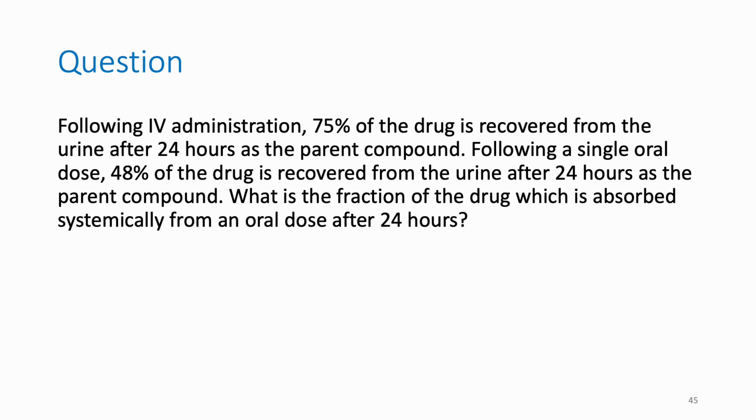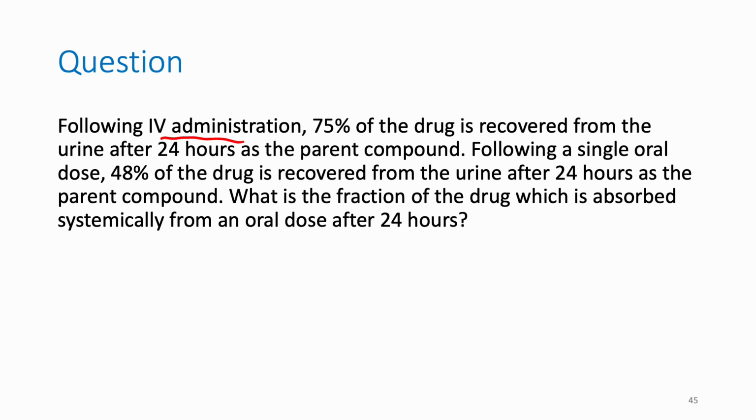Question. Following IV administration, 75% of the drug is recovered from the urine after 24 hours as the parent compound. Following a simple oral dose, 48% of the drug is recovered from the urine after 24 hours as the parent compound. What is the fraction of the drug which is absorbed systemically from an oral dose after 24 hours? So in this case, you see what information you have.